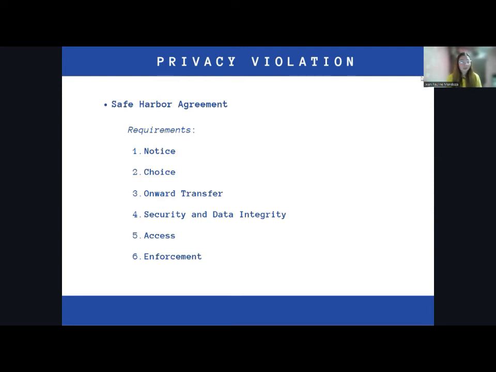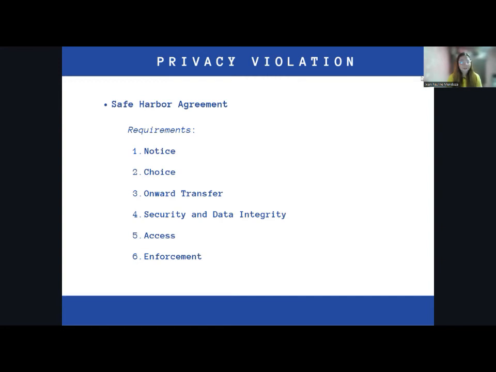Third is onward transfer. Unless they have individuals' permission to do otherwise, organizations may share information only with those third parties that belong to the Safe Harbor Agreement or follow its principles. Fourth is security and data integrity. Organizations need to ensure that the data they maintain are accurate, complete, and current, and thus reliable for use. They must also ensure the security of the information by protecting it against loss, misuse, unauthorized access, disclosure, alteration, and destruction.